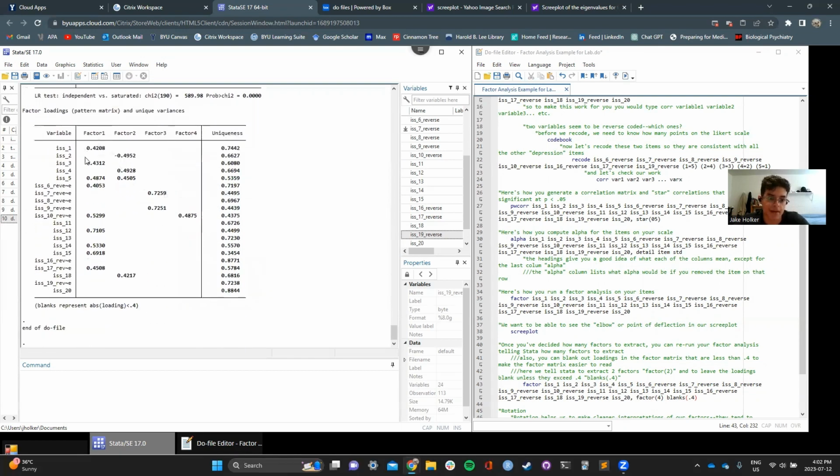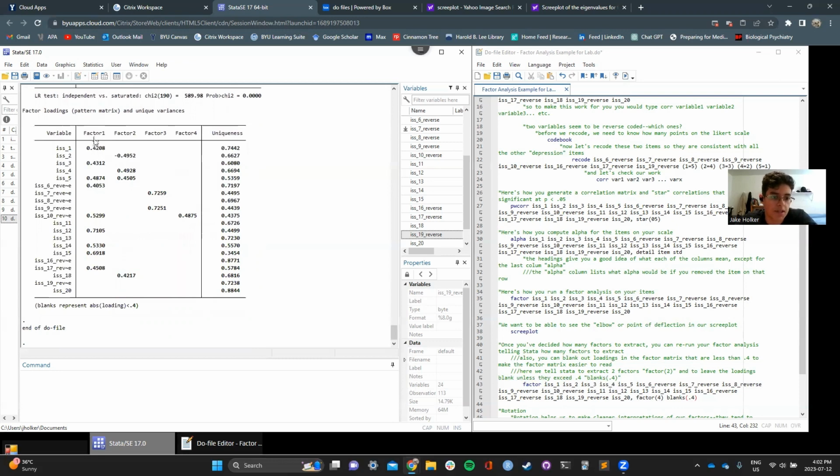Now, time for the factor matrix. What you can see here is a bunch of blanks and numbers. These are what we call factor loadings. Factor loadings are essentially correlation coefficients between an item and a factor. In this case, we see that there are really big loaders onto factor 1, factor 2, factor 3, and factor 4.